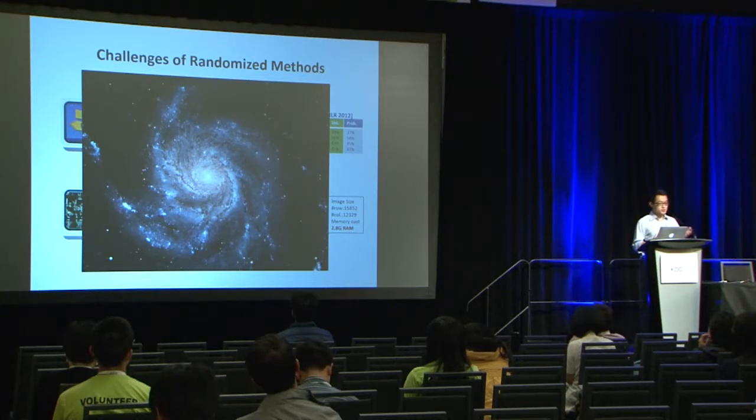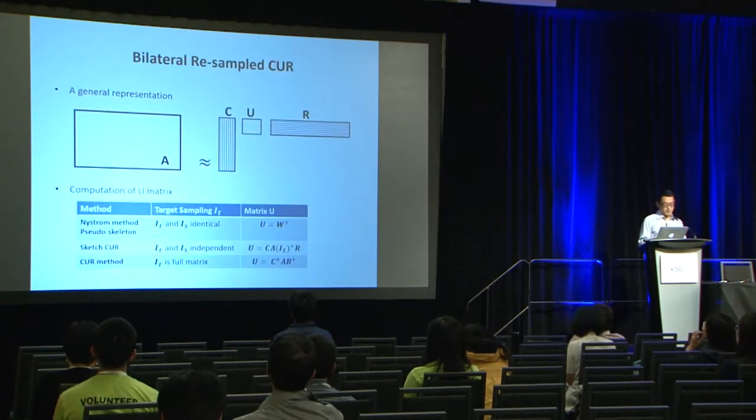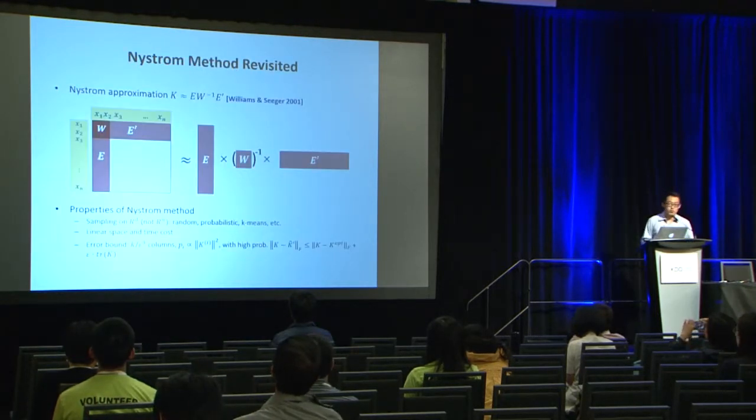In order to solve these challenges, we propose our algorithm framework called cascaded compression sampling. Before that, I will first introduce some very well-known existing algorithms. The first one, the Nystrom method.